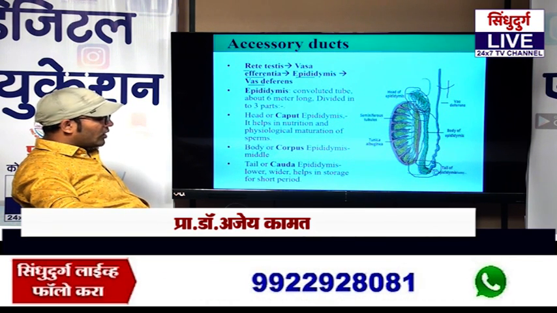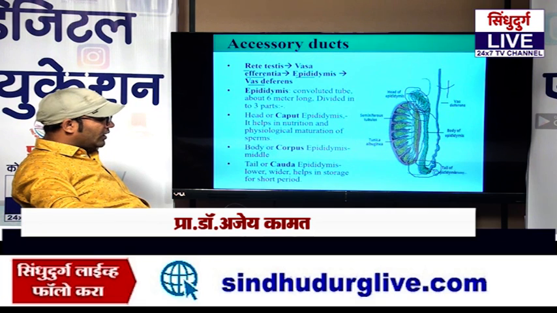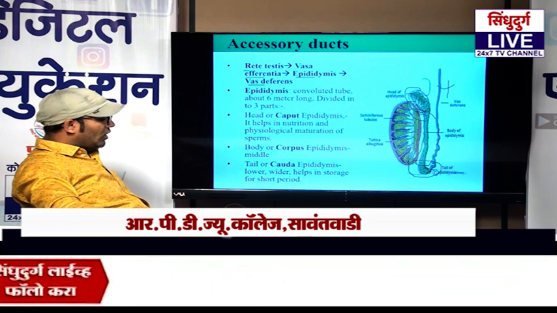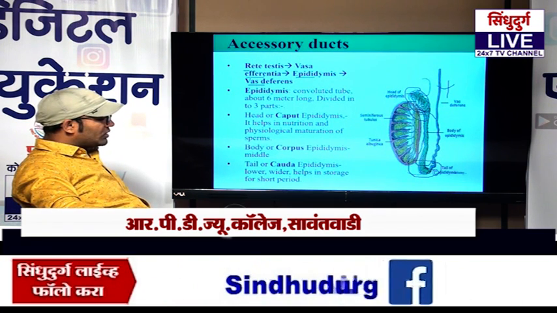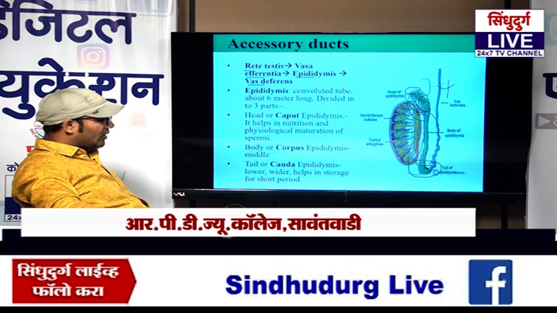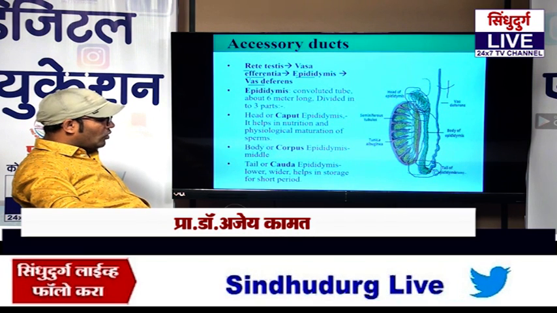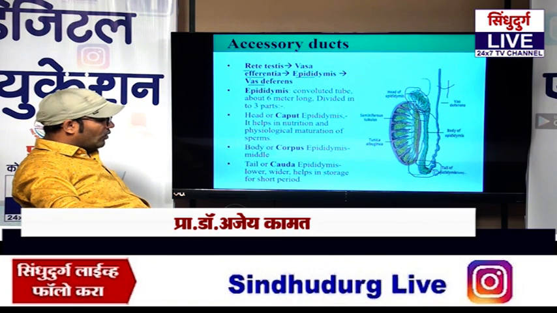The head or caput of the epididymis is the part present at the top of the testis, where physiological maturation of the sperms takes place and nutrition is provided. The body of the epididymis is the middle part, from where the sperms travel to the tail part. The tail part, which is lowermost and wider, temporarily stores the developed sperms.